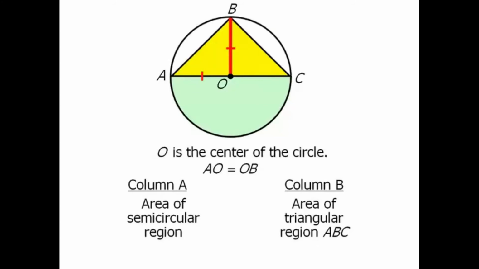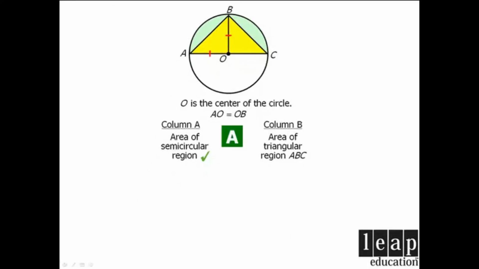So if we extend our circle, the tip of our triangle will just touch the edge of our circle. Now for our last step here, we need to recognize that the area of our lower semicircle is equal to the area of our upper semicircle. And since our triangle fits inside this semicircle, the semicircle must have a greater area. So column A is greater than column B, which means our answer is A.